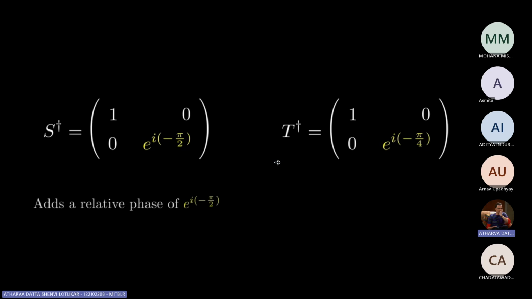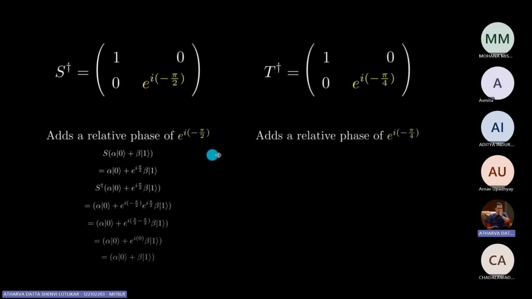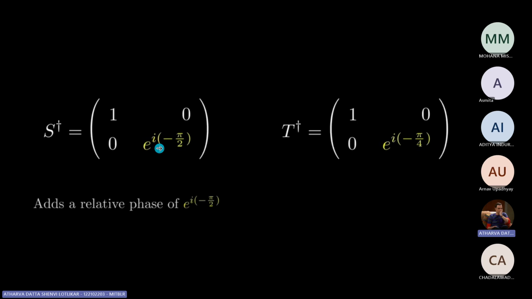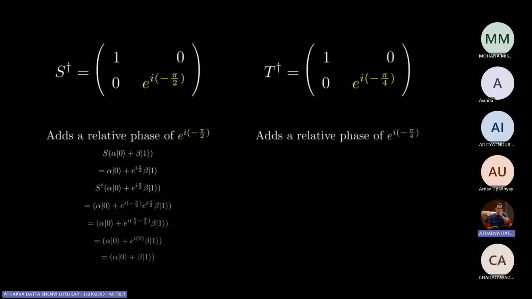Now coming back to S dagger. If you have S dagger here, the matrix is of this format. It's a negative pi by 2 rotation, which is negative 90 degrees, so it's going to go the other way. So this is your representation. And S times S dagger gives you the original vector.